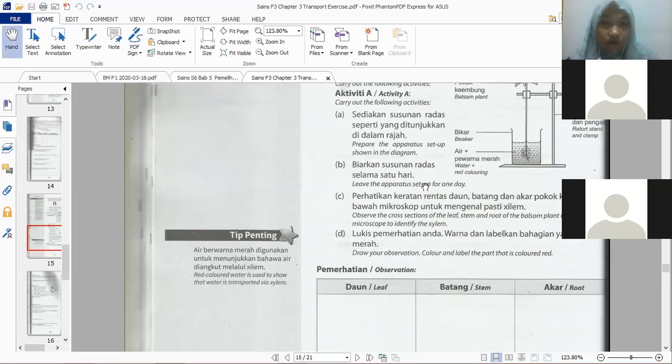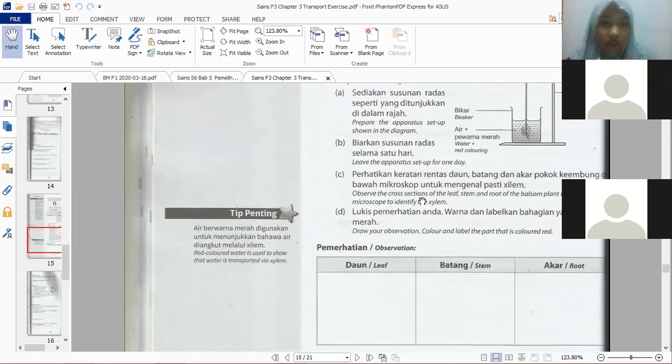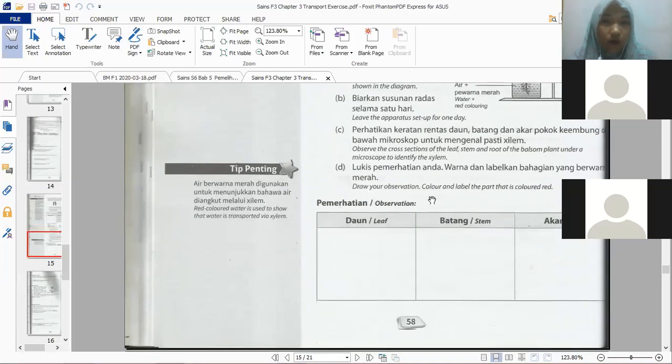So they observe, see they observe the section, cross section tau kan? This is the leaf and then they cross it. Dia akan potong so you boleh nampak dia punya layer dalam tu, cross section. Okay, dia akan potong daun, this one leaf, stem and also root of the balsam plant. Okay, balsam plant. Right, then draw your observation.